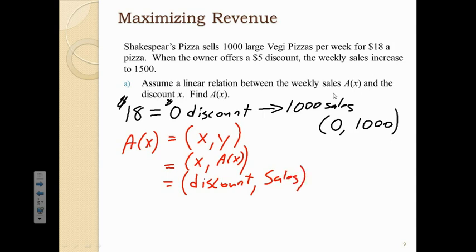So that's why I put it in that order, but if you're not sure, check to see what they tell you x is. If x is the discount, we put the discount first, and then the sales. Now remember, the other key with this was to remember that we are looking at a relationship between sales and discount, not the price and the discount. The price and sales, but the discount and sales. And that's what's here in the problem.